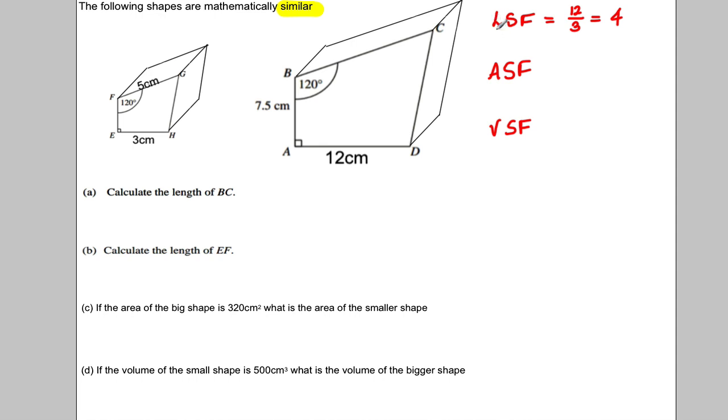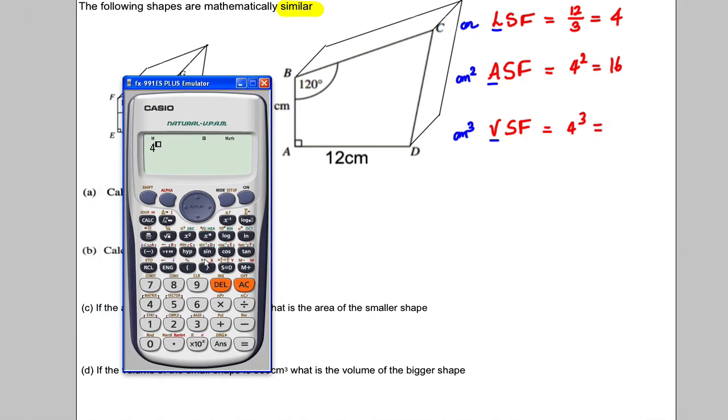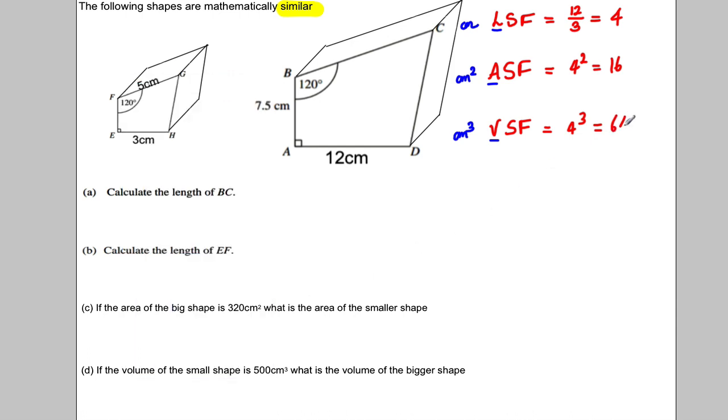Now, this stood for length, this stood for area, this stood for volume. Just like in length, usually the units are centimeters. In area, the units are centimeters squared, so you square centimeters, and in volume, the units are centimeters cubed. Once you have the length scale factor, you can get the area scale factor and the volume scale factor. The area scale factor is this number squared, so 4 squared, which is equal to 16. And the volume scale factor is the original 4 cubed. And 4 cubed, using your calculator, we can just type in 4 to the power of 3, is equal to 64.